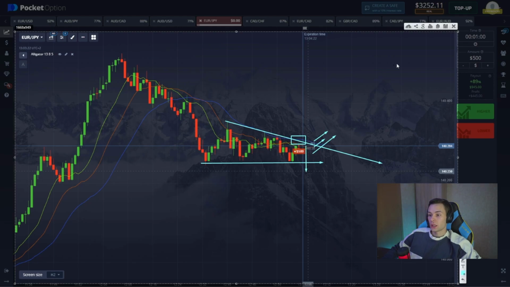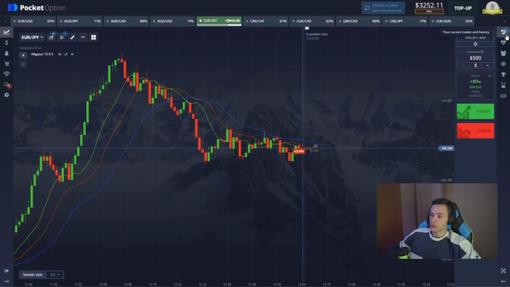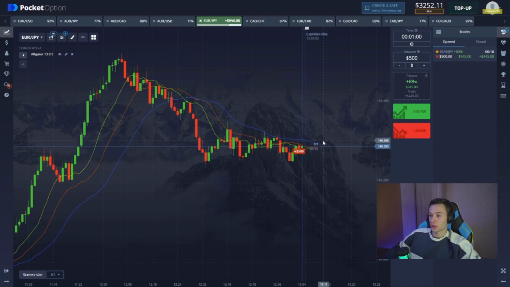We played in advance here, and there's 15 seconds left before the closing. And on the last seconds, I guess we're likely to see the breakdown, and the position will end up in profits.